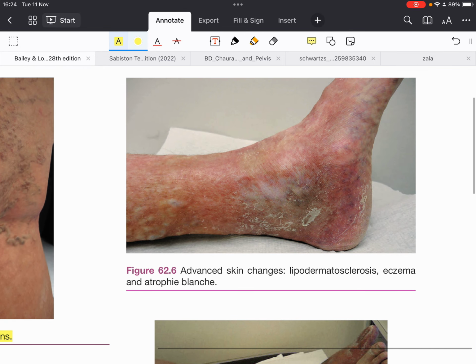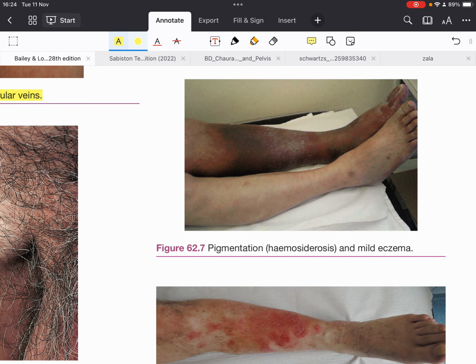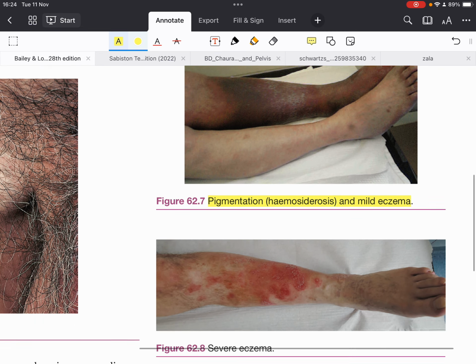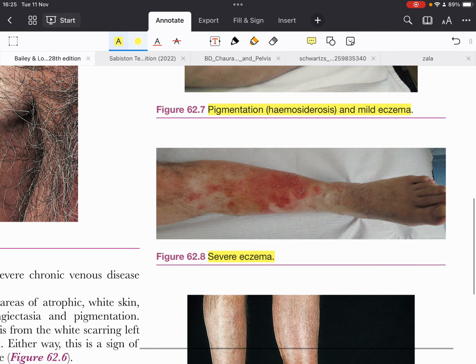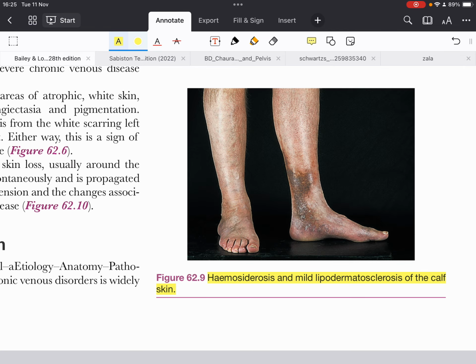Advanced skin changes: lipodermatosclerosis, eczema and atrophie blanche, pigmentation, hemosiderosis and mild eczema, severe eczema, and this is hemosiderosis, mild lipodermatosclerosis of the calf skin.